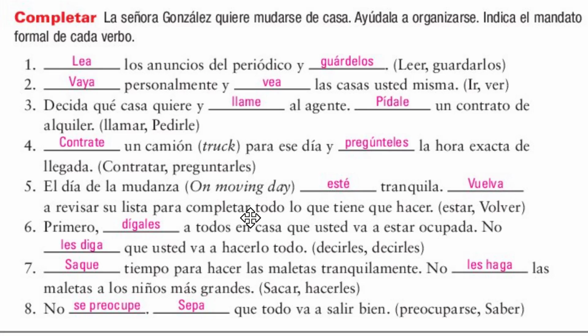Número 6, this one also has a pronoun that we attached. Primero, dígales. However, the sentence that follows it, no les diga. It still has that pronoun, but this time, because it's a negative command, we put it before diga. Número 7, saque tiempo, no les haga, no se preocupe, sepa que todo va a salir bien.